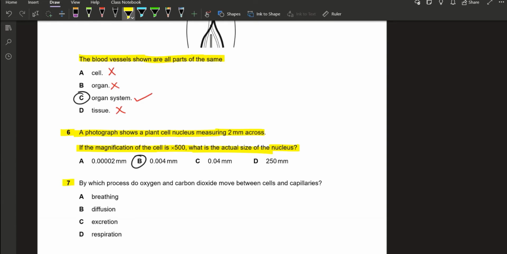Question number 7. By which process do oxygen and carbon dioxide move between cells and capillaries? So the process is called diffusion. The correct option would be option B.